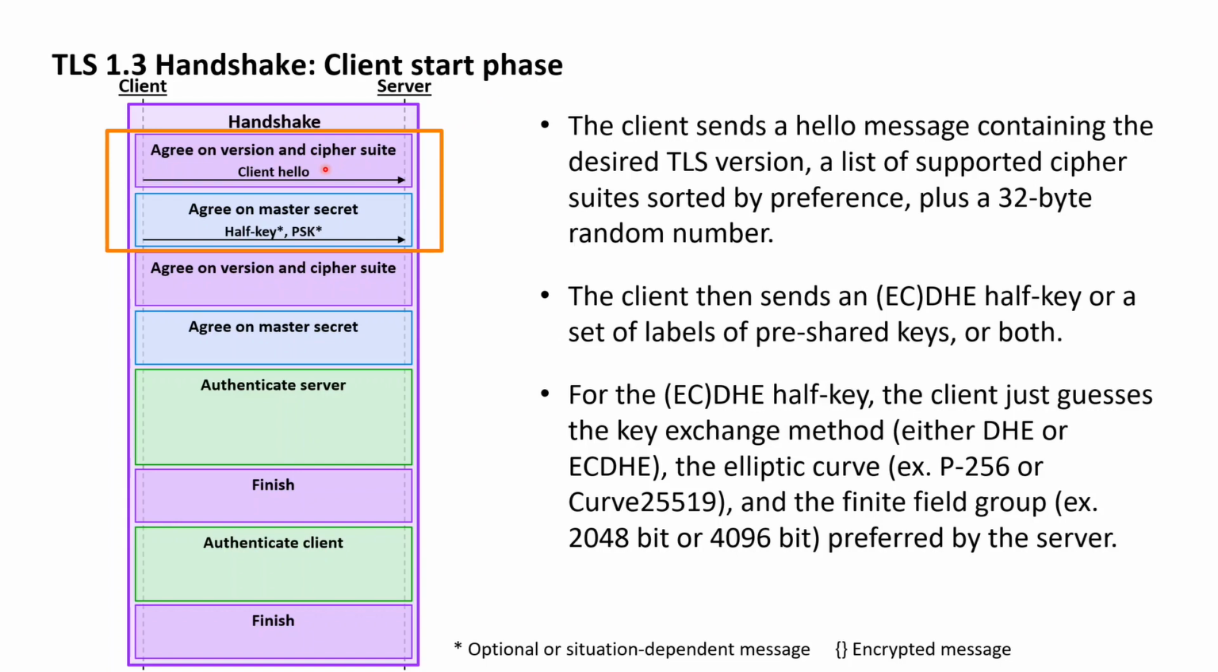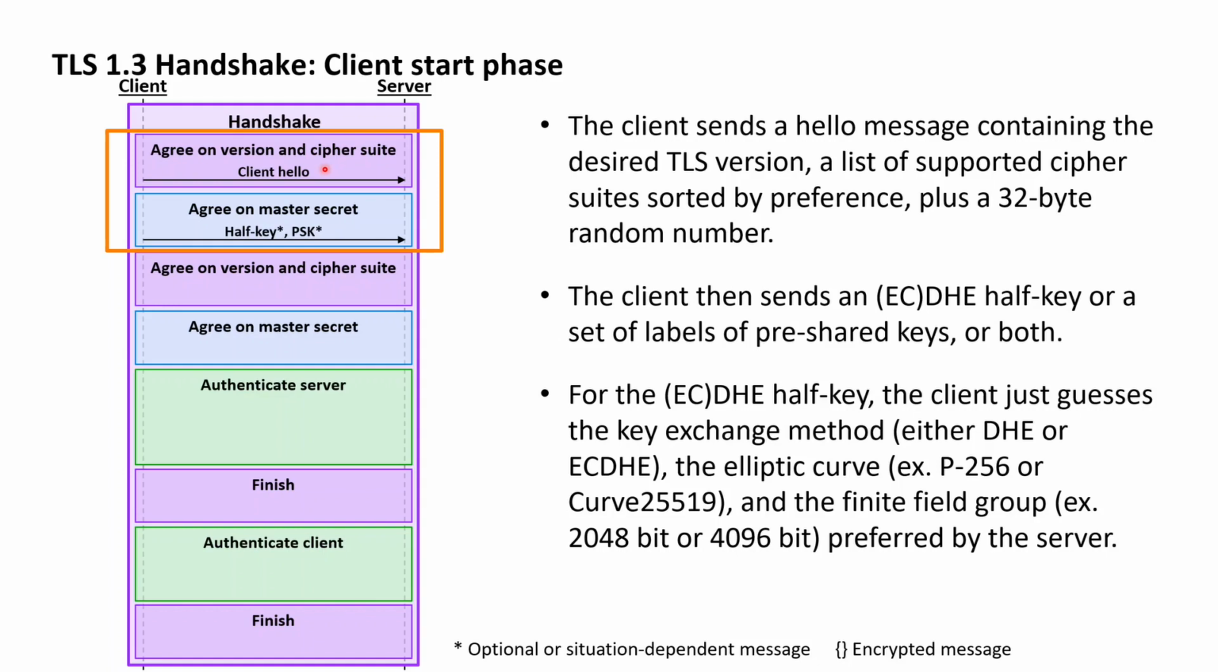Additionally to the desired TLS version, the client hello message also contains a list of cipher suites supported by the client, where the list is sorted according to the preference of the client. And the last part of the client hello message is a freshly generated 32-byte random number that will be important for later derivation of cryptographic key material.